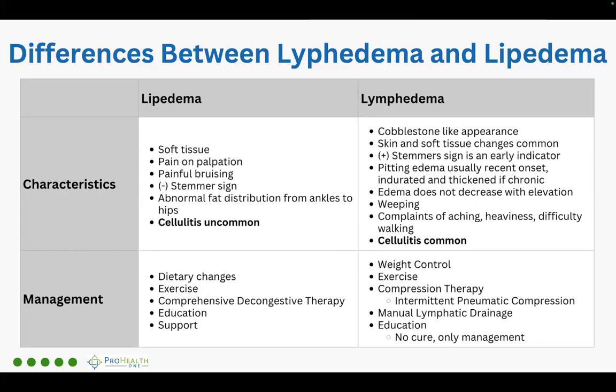You get pitting edema early on, but then usually in the later stages, like we mentioned before, you get more of that indurated, thickened skin. Edema that doesn't increase with elevation. You get more weeping with this, and cellulitis is very common in lymphedema. The management for lymphedema and lipedema can be very similar. It usually involves things like good weight control, good exercise, compression therapy, which works for both of them, and very good patient education.